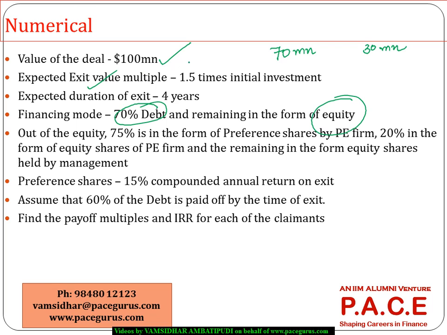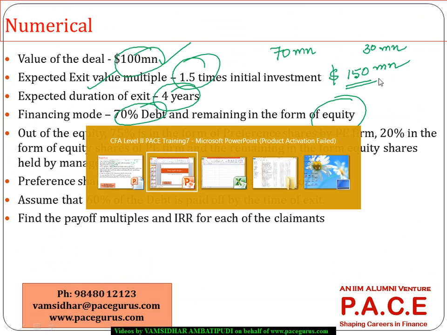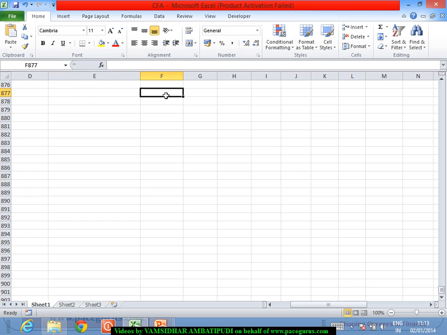Expected exit value multiple is 1.5 times the initial investment. So after 4 years, the company is planning to sell off this particular firm to someone for $150 million. Right now they want to get into the deal for 100 million, and at the end of 4 years they want to sell it off at 150 million. Not a bad idea, right?